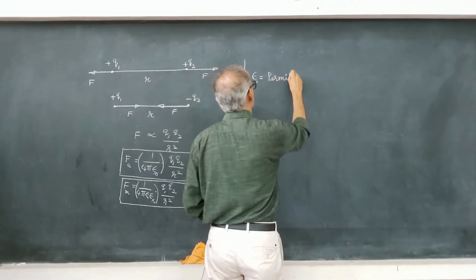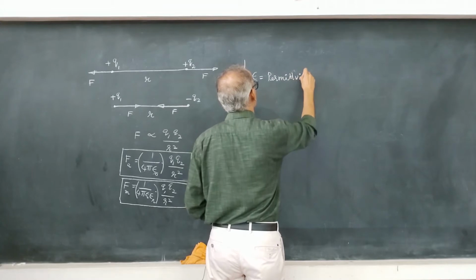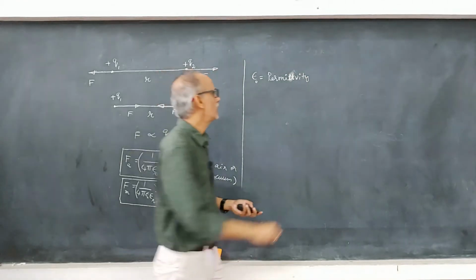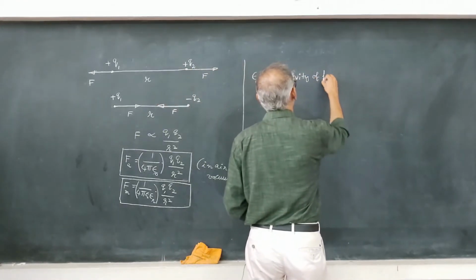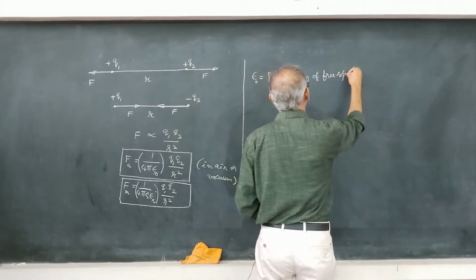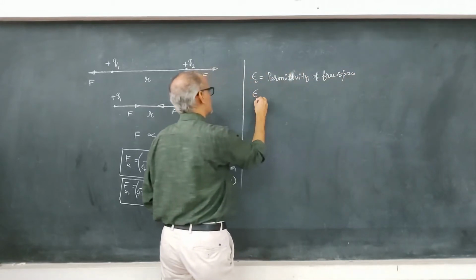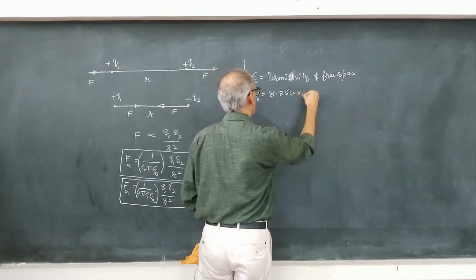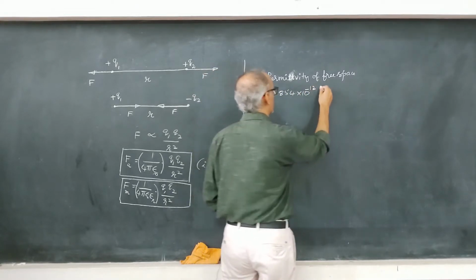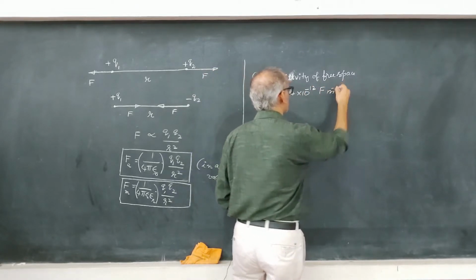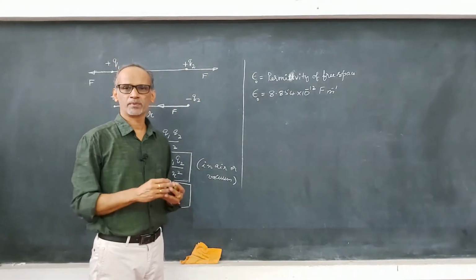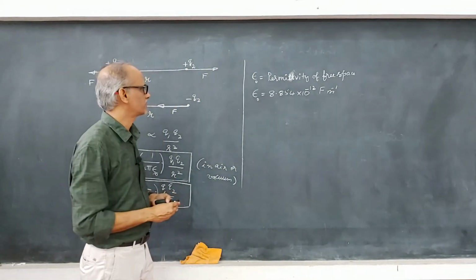permittivity, with a double T here. It is called permittivity of free space, and it has a value. The value is 8.854 into 10 to the power minus 12. Farad per meter is the unit which you have to remember. So, what is the value of epsilon naught? It is a constant, 8.854 into 10 to the power minus 12 farad per meter.